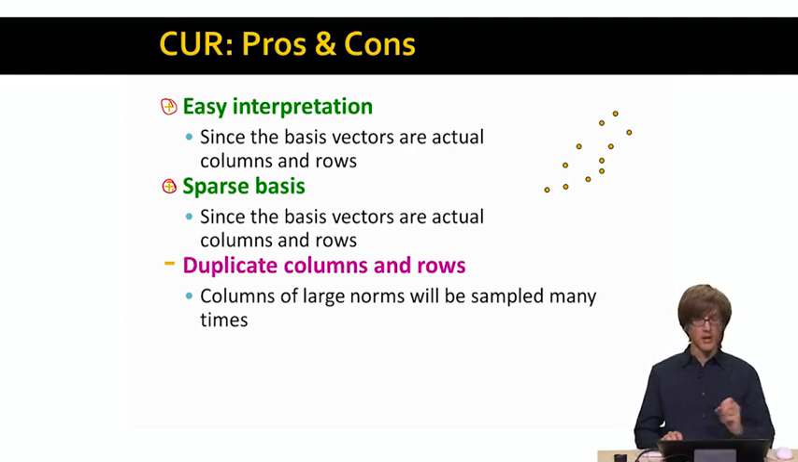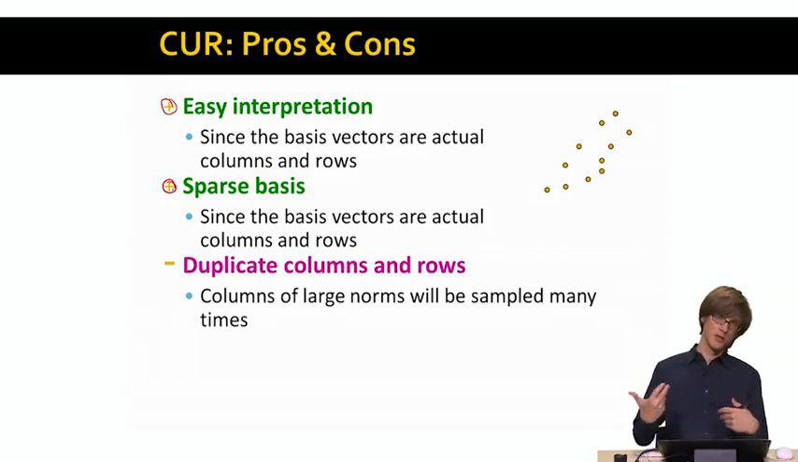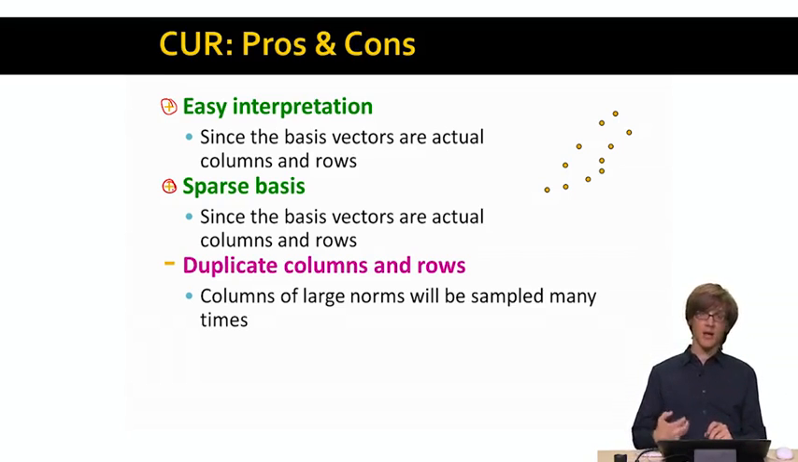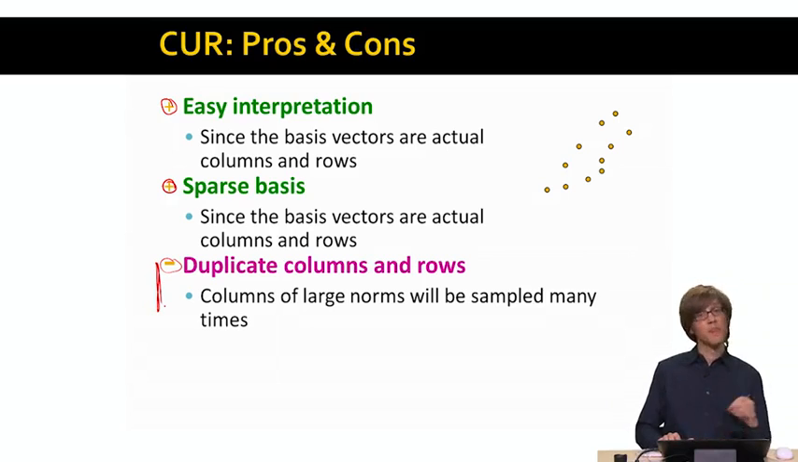Another good point is that our axis vectors, the vectors in C and R, so columns in C and rows in R, are actual data points. So if the original data is sparse, these vectors are also sparse. One drawback, though, is that we have duplicate rows and columns, in the sense that rows that are very long will be sampled multiple times. But this last drawback is very easy to get around, and I'll show you an example of how we can do it.